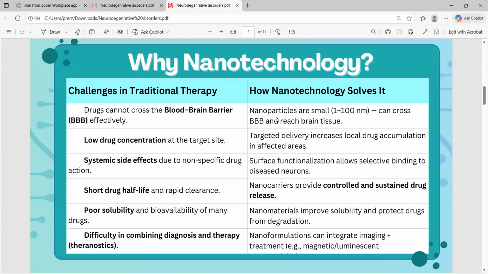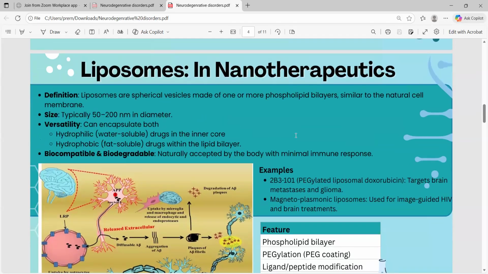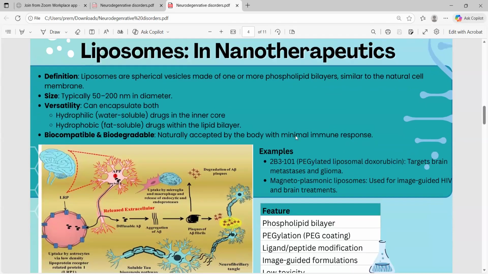Nanoparticles are small-sized, 1 to 100 nanometers, and can cross the blood-brain barrier and reach brain tissue effectively. Liposomes. Liposomes are spherical vesicles made of one or more phospholipid bilayers, similar to the natural membrane.